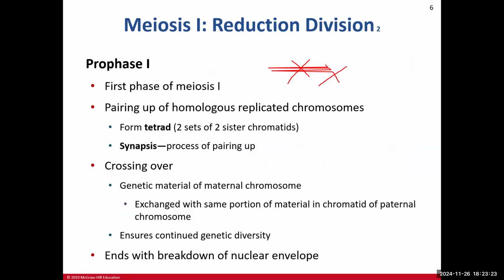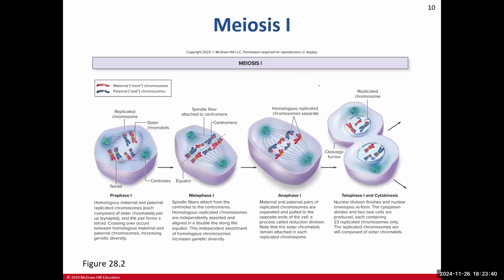This is where you're going to see that crossing over phenomenon. And this is only going to happen in meiosis 1. It does not happen in meiosis 2. That's one of the differences there that you want to understand between meiosis 1 and meiosis 2. So that those two, you can see it on this picture here. You can, well, I'll zoom in. You can see it.